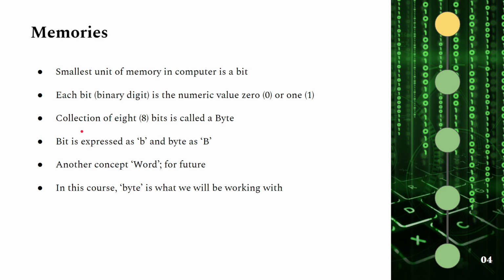Here's another thing. This slide is all about theory. There's nothing much to understand in it. What it says is that a collection of 8 bits is called a byte. We just name it: when 8 bits are together, we call it a byte. Bit is usually expressed using a small b, and byte is expressed using a capital B.